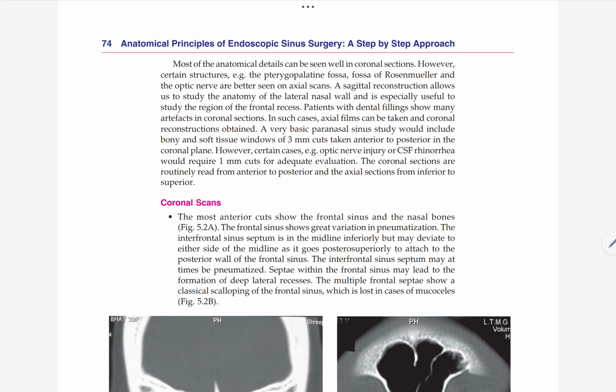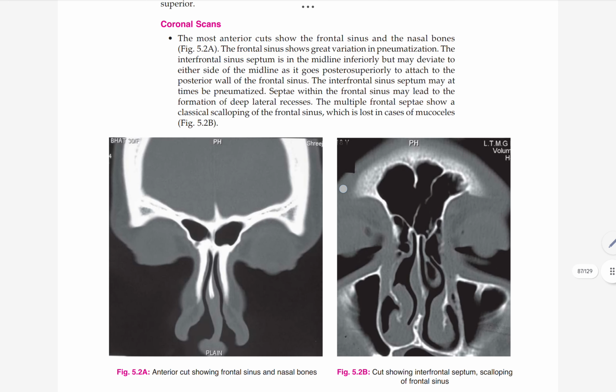Coronal scans. The most anterior cuts show the frontal sinus and the nasal bones. The frontal sinus shows great variation in pneumatization. The interfrontal septum is in the midline inferiorly but may deviate to either side of the midline as it goes posterior superiorly to attach to the posterior wall of the frontal sinus.